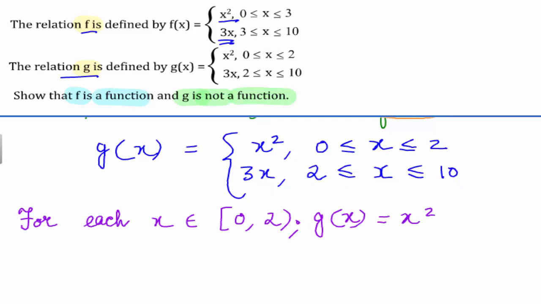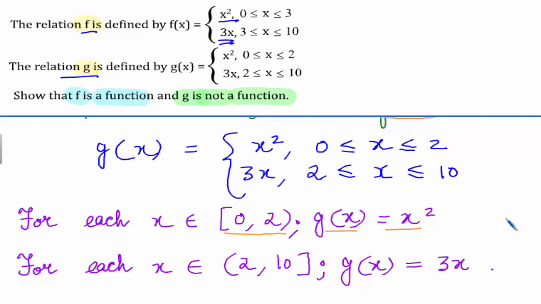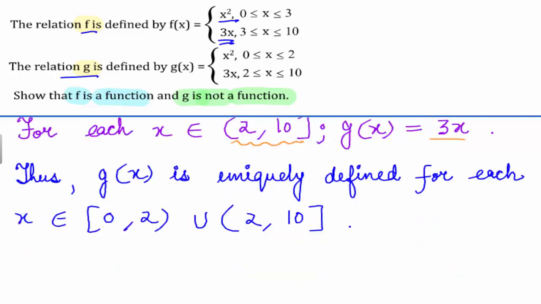We observe that for each x belonging to the left closed right open interval 0 to 2, g of x is equal to x square. Also we observe that for each x belonging to the left open right closed interval 2 to 10, g of x is equal to 3x. Thus we can say that g of x is uniquely defined for each x belonging to the union of the left closed right open interval 0 to 2 and left open right closed interval 2 to 10.